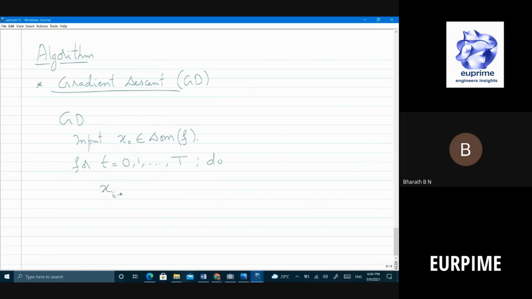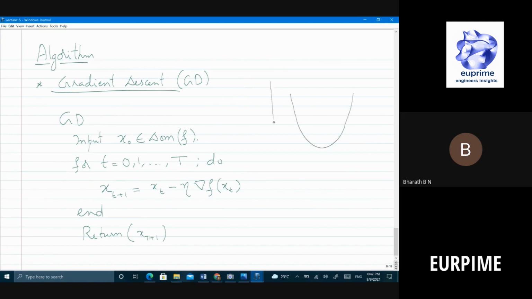I'll update the point as follows: x_{t+1} is equal to x_t minus eta times the gradient of the function at x_t. That's all. If you do it T times, you get x_{T+1}. Or I think x_0 is fine. Now, geometrically, what is it that we are doing?